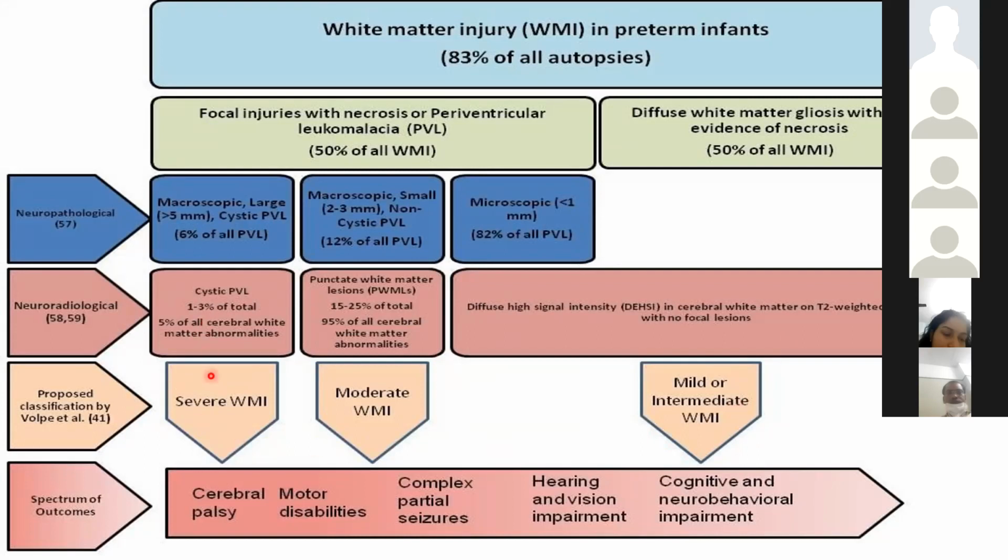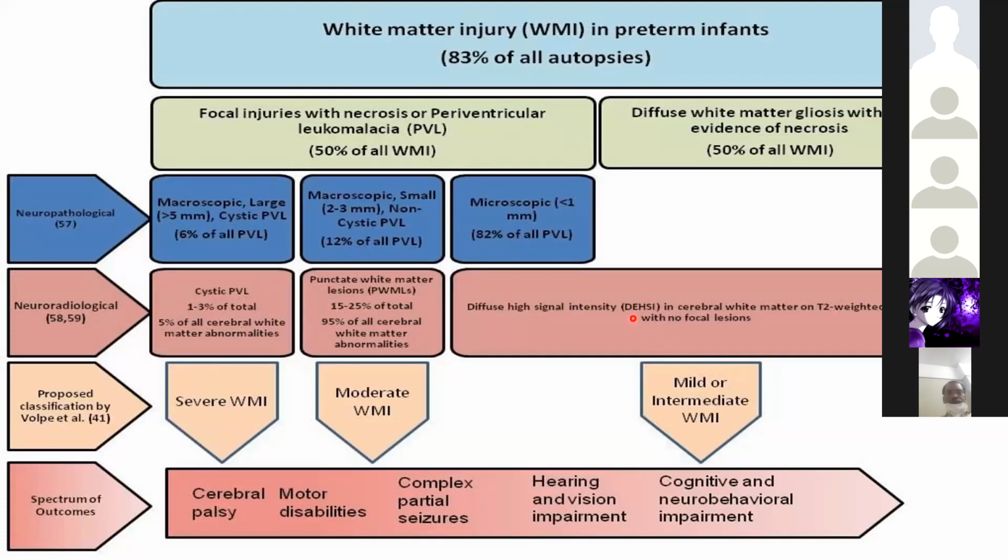For example, the last line here presents the spectrum of clinical features that preterm infants with brain injury can have. They can have injury as severe as full-blown cerebral palsy, or they may grow up to have only mild cognitive or neurobehavioral changes. Infants with cystic PVL, which is classified as severe white matter injury, usually develop full-blown cerebral palsy, although they can develop anything in this list here. Most commonly, they develop cerebral palsy.